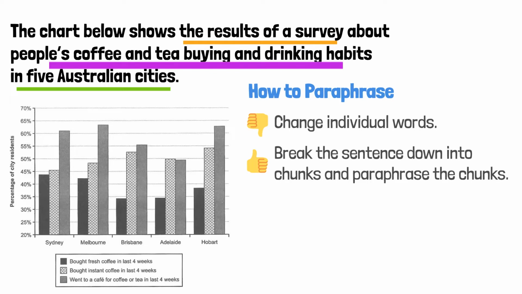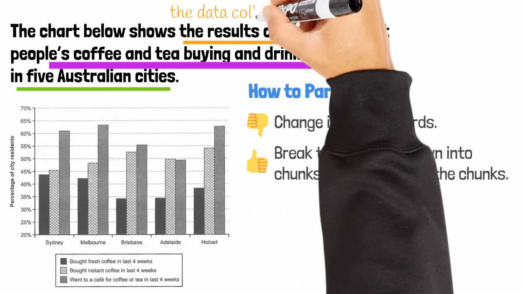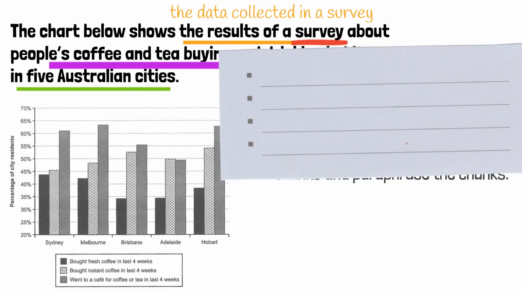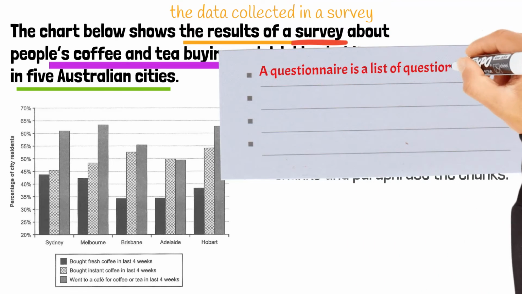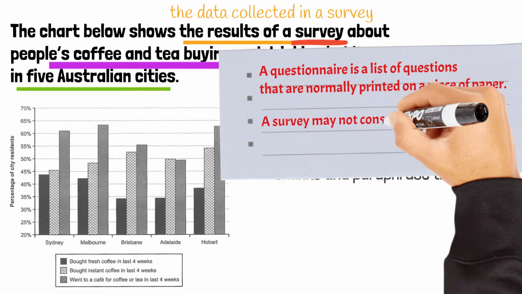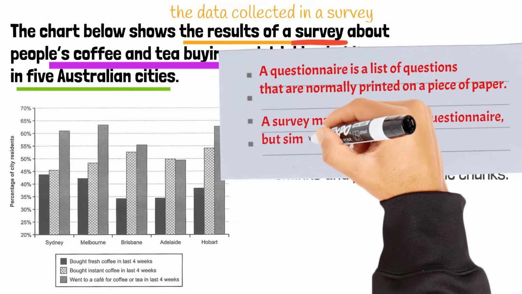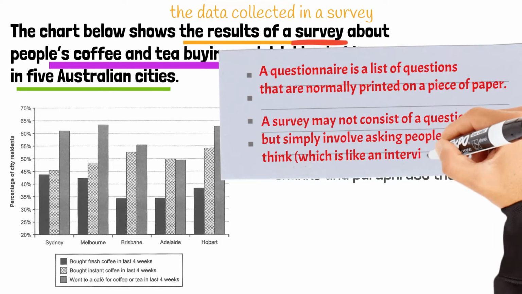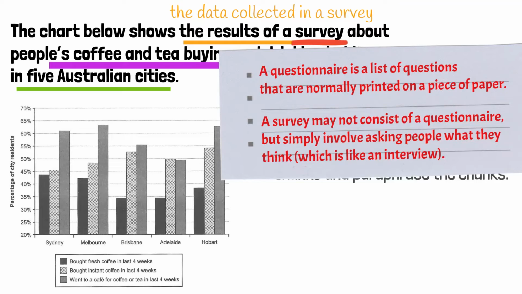Basically, the purpose of a survey is to collect data. What the graph shows us is data. So we can change it to "data collected in a survey". And please don't try to replace the word survey with questionnaire. A questionnaire is a list of questions that are normally printed on a piece of paper. A survey may not consist of a questionnaire, but simply involve asking people what they think, which is like an interview. We should just use the word survey. You don't need to change every single word.